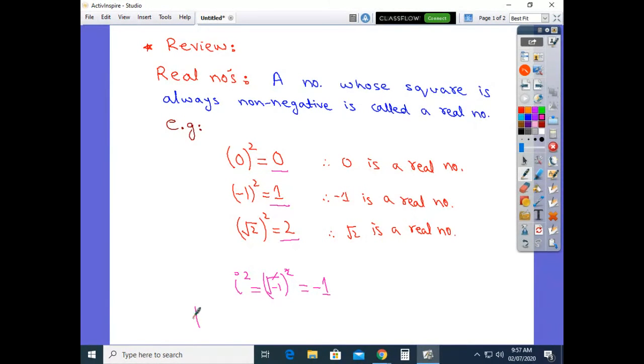That's why iota is not a real number. Iota is not a real number because, by the definition of a real number, if we take the square of a number, it is always non-negative. But in the case of iota, if we take the square on both sides of the value of iota, we get negative 1. That is, we cannot get a non-negative value. Therefore, iota is a complex number.